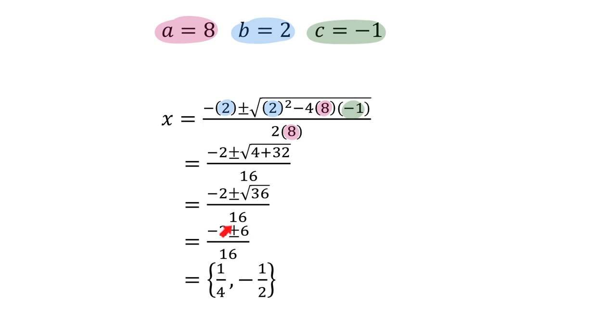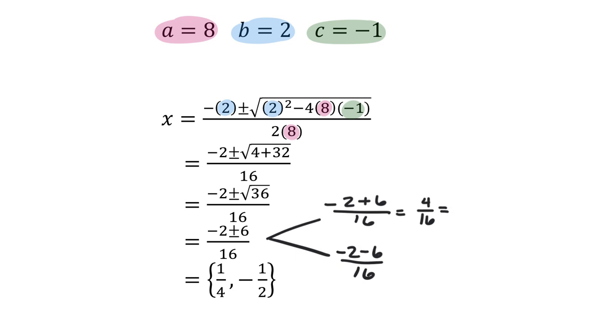Well, then I have a negative b, which was negative 2, and I'm going to add 6 and then divide by 16, and I'm going to subtract 6 and I'm going to divide by 16, which means at this point it might be helpful to split it and say, all right, I'm doing negative 2 plus 6 and negative 2 minus 6. Negative 2 plus 6 is 4. 4/16 is a fourth. And negative 2 minus 6 is negative 8. Over 16 is negative a half. So I have two solutions, and they are negative 1/2 and positive 1/4.